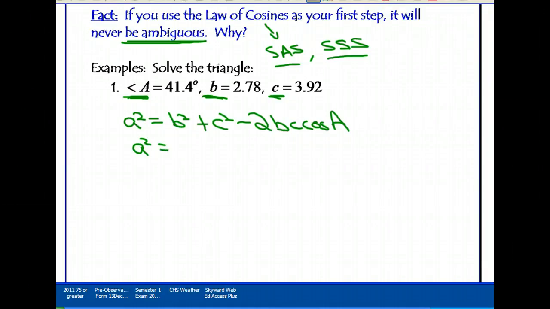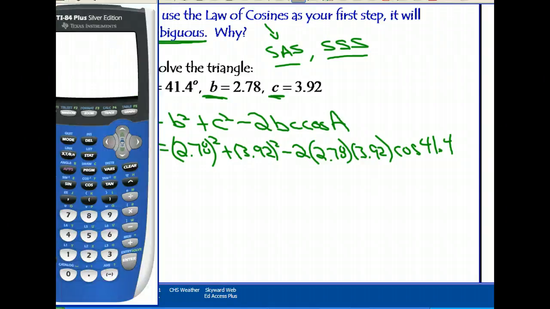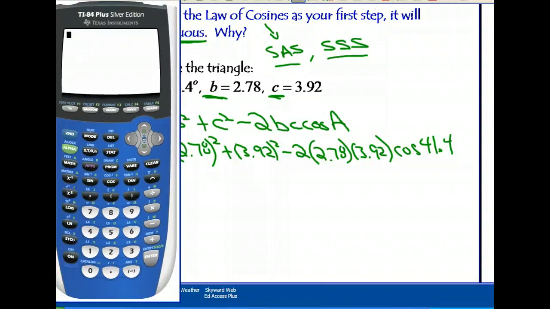So a squared equals 2.78 squared and 3.92 squared minus 2 times 2.78 times 3.92 times the cosine of angle A, which is 41.4 degrees. All right, is it really this simple? It is. Let's just pop this into our calculator and see what we get for this.